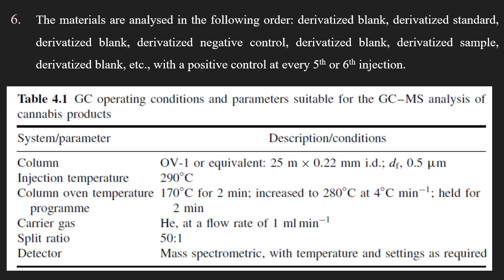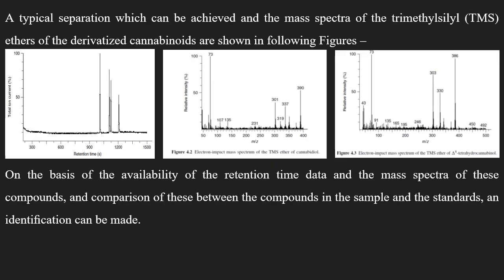The column is of OV1 or the equivalent type with a length of 25 m and 0.22 millimeter inner diameter. The injection temperature is 290 degrees Celsius and the column oven temperature is 170 degrees Celsius for 2 minutes, which is increased to 280 degrees Celsius at a rate of 4 degrees Celsius per minute. The carrier gas is helium with a flow rate of 1 ml per minute, and the detector used is the mass spectrometric detector with appropriate temperature and settings.